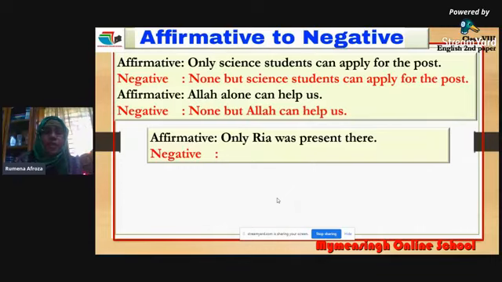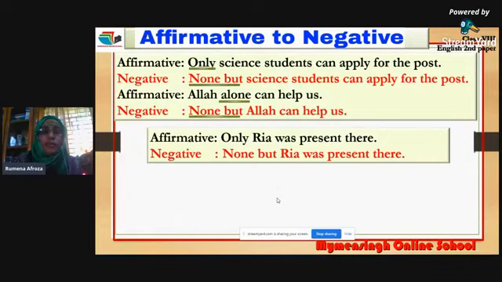Okay, students, there is a sentence I have written, but I haven't written the negative form. Would you please write the negative form? "Only Ria was present there." Can you write the negative? Yes, students, "None but Ria was present there." Just simple. Only, just use none but.